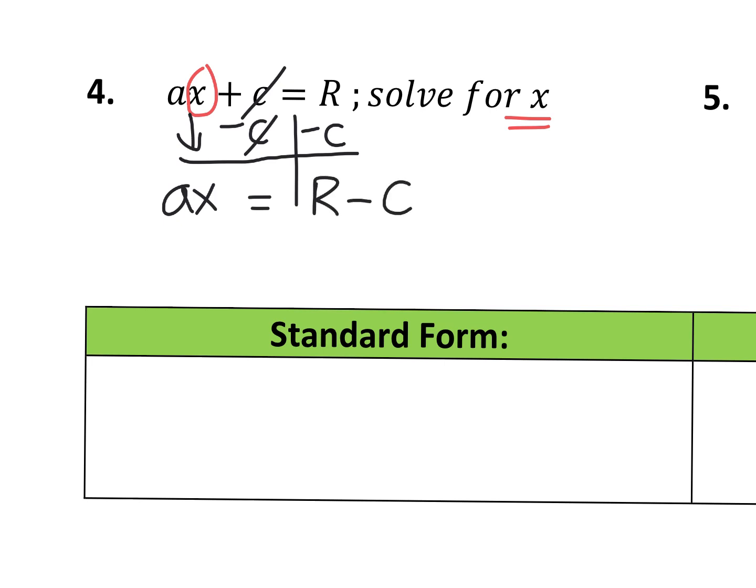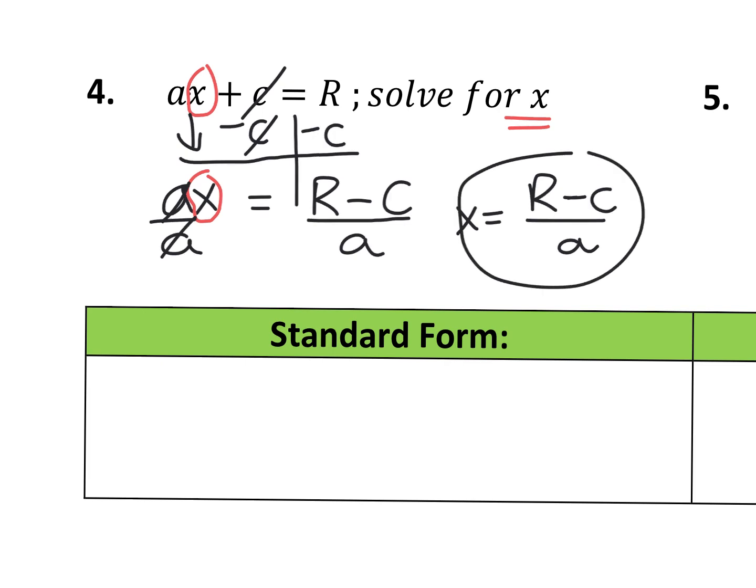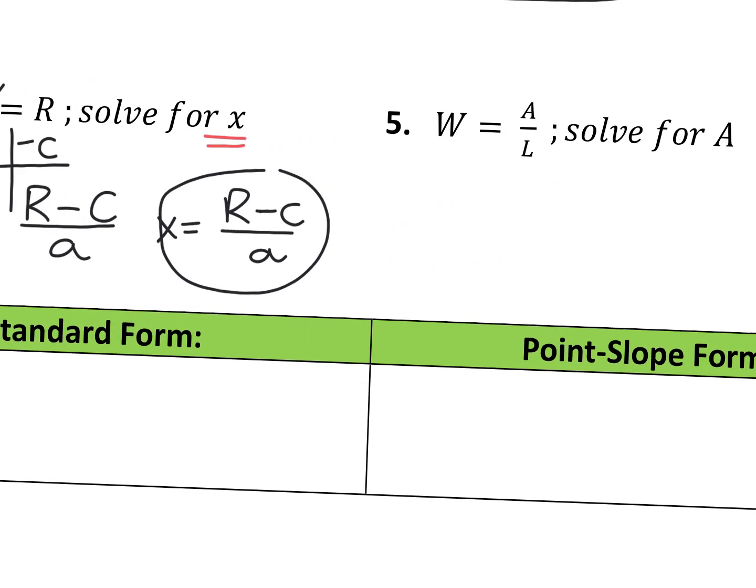That's it. Now, if you're still not quite sure, let's circle that x again, because we're still trying to get rid of anything that isn't x. So to get rid of the a, which was being multiplied, we're going to divide. And we have to divide the entire side by a. You can do one at a time if you want to, but I'm just going to do it all at once. A's cancel. And our final answer is x is equal to r subtract c all over a. And that's it. So we're basically shifting letters around so we can solve for a different variable than the one that's presented. And that's all we did on number 4. Let's look at number 5.